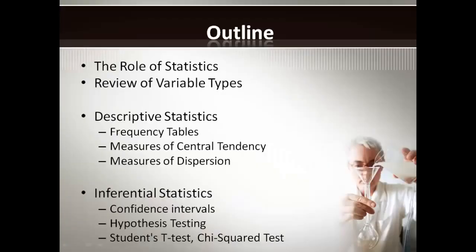I'll be discussing the role of statistics and its limitations. I'll do a brief overview of different variable types, and then move on to discuss descriptive statistics, including frequency tables, measures of central tendency, and measures of dispersion. The next topic will be inferential statistics, including confidence intervals, hypothesis testing, and two examples of very commonly used statistical tests, which are the student's t-test and the chi-squared test.